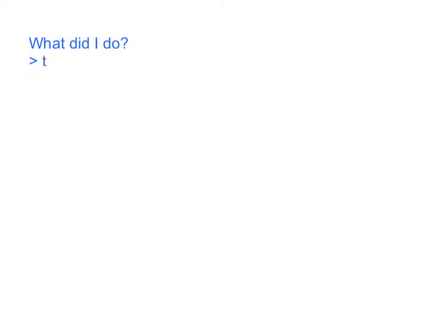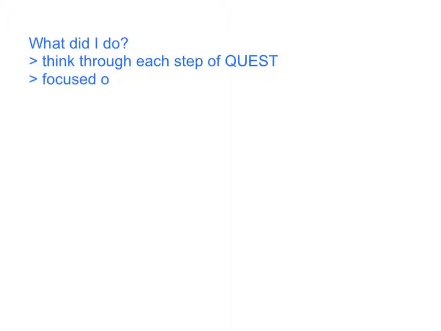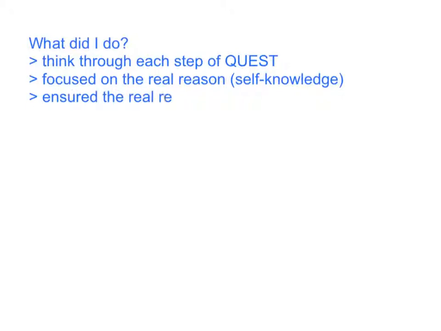So you are going to think through each step of quest and identify it in the text. When I went through and thought through each step, at the end, I focused on the real reason, which Foster asserts is self-knowledge. Then I thought, that is story specific, but it sounds like I could connect it to my theme. So I ensured the real reason, or the self-knowledge, connected to theme.